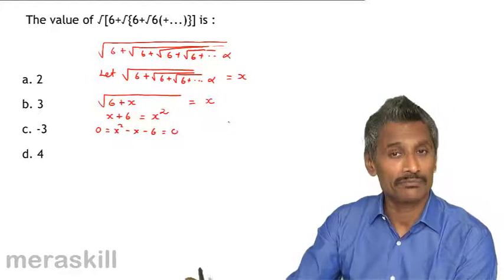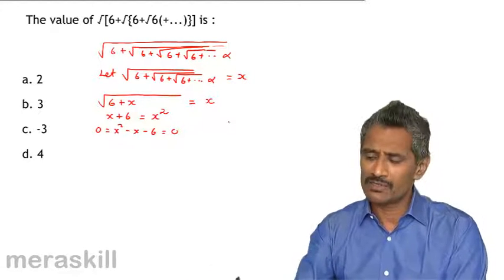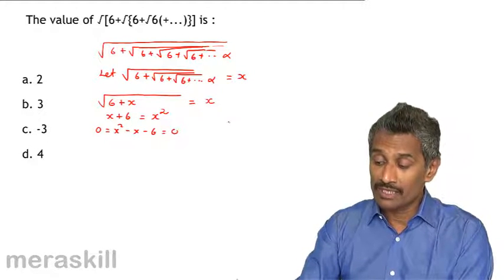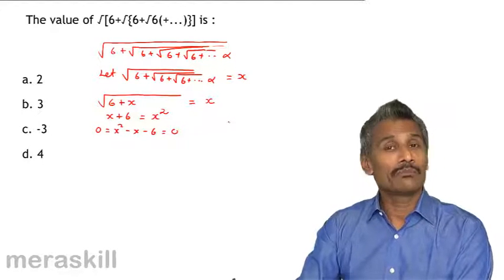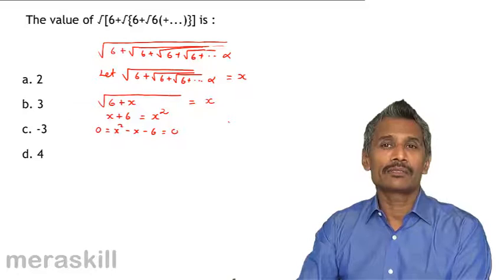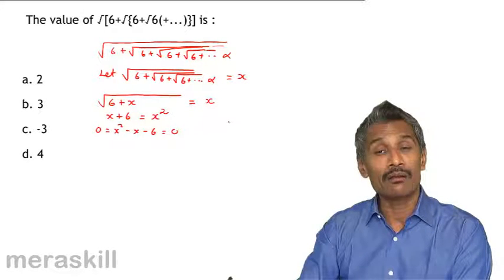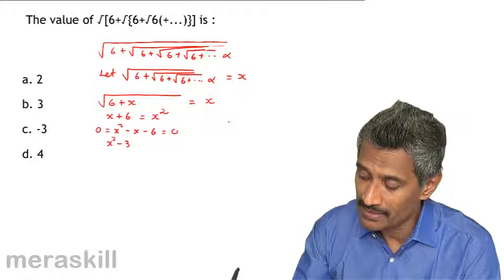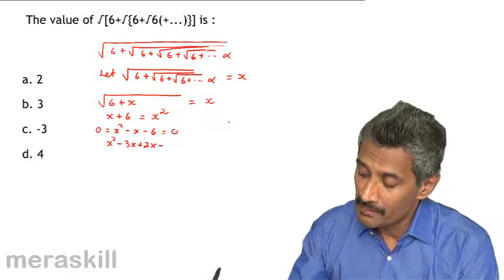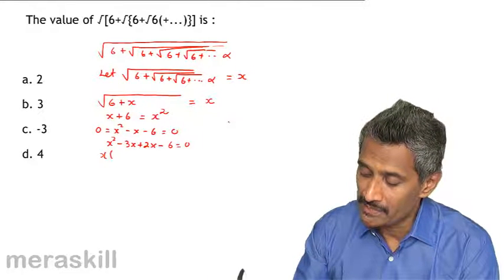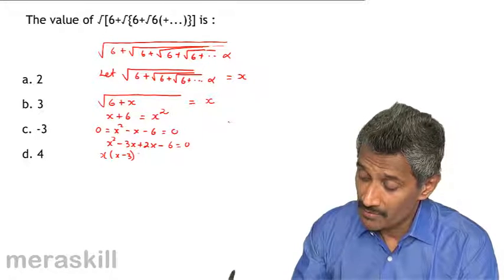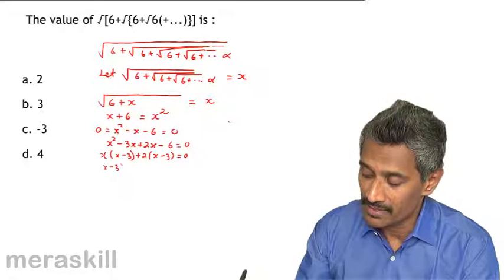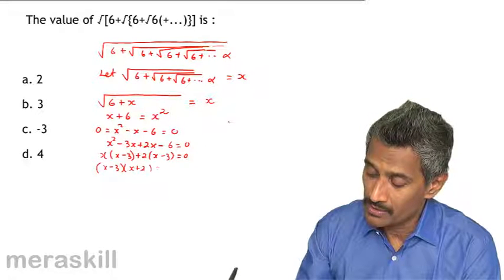Now this we can split up and do it, or use b squared minus 4ac. But it's a very simple sum. Whenever you get a quadratic equation, check whether we can factorize it. So if you see 1 into minus 6 is minus 6. Two numbers which on multiplying give minus 6 and on adding give minus 1 are minus 3 and 2. So we split this up as x squared minus 3x plus 2x minus 6 is 0. This gives you x bracket x minus 3 plus 2 bracket x minus 3 is 0. So x minus 3 into x plus 2 is 0.